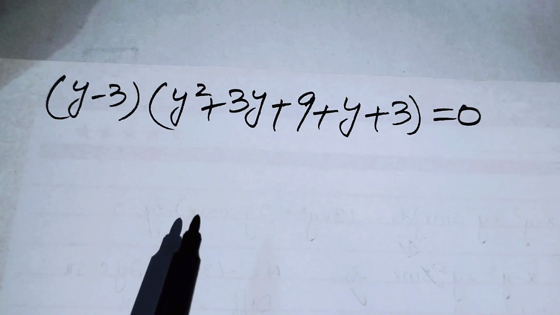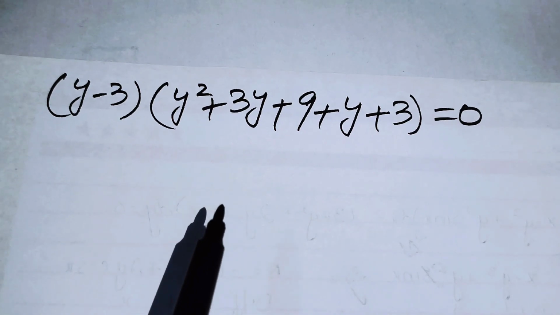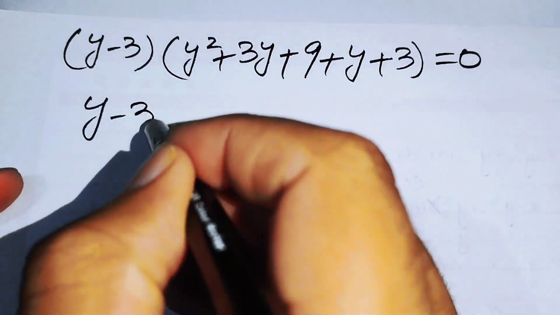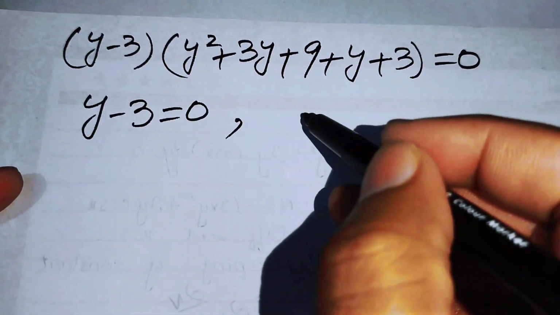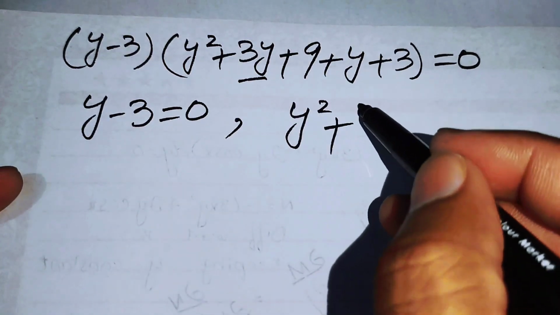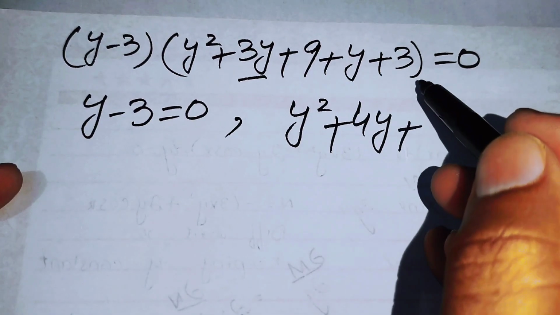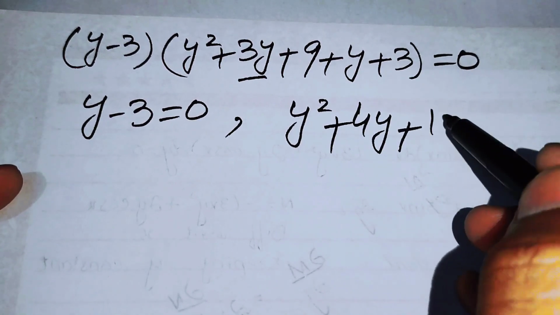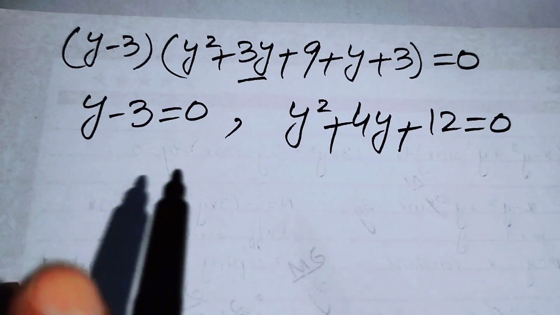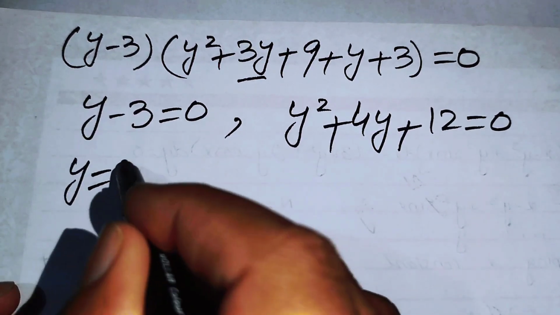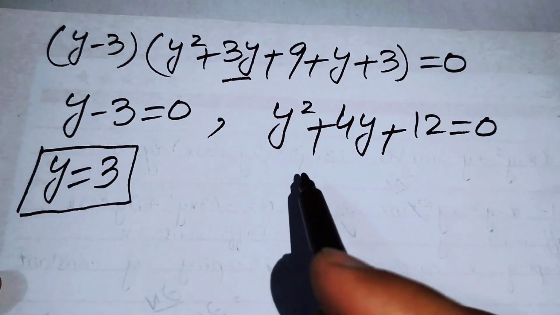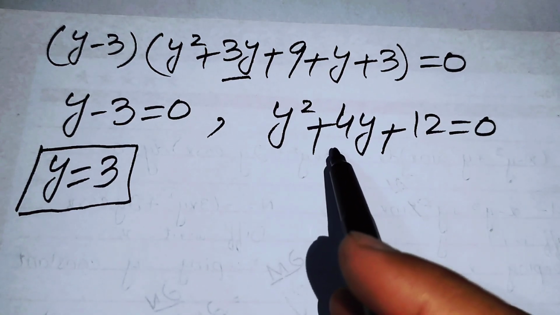And now we need to solve this problem, and here we have two cases. The first case is we take y minus 3 is equal to 0, and the other case is we take y square plus here you have 3y plus y is 4y, and 9 plus 3 is equal to 12 and whole is equal to 0. So in the first case you get y is equal to 3, and in order to find the other real values we need to solve this quadratic equation.